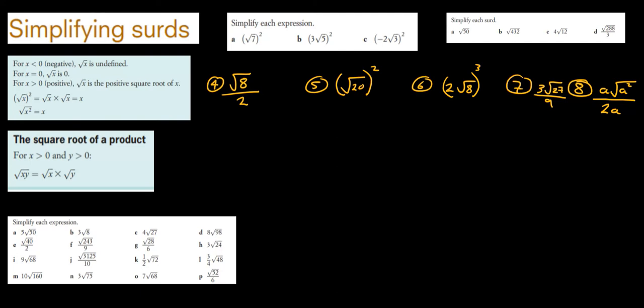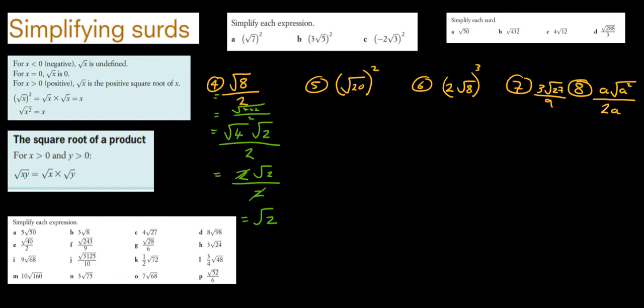Okay, so you should have paused the video now and had a go at 4 to 8. We can rewrite root 8 as this. I'm just going to jump a step. I think you should all be comfortable now that the intermediate step there is the root of 4 times 2 all over 2. So that is 2 root 2 over 2. We can cancel just to get root 2.